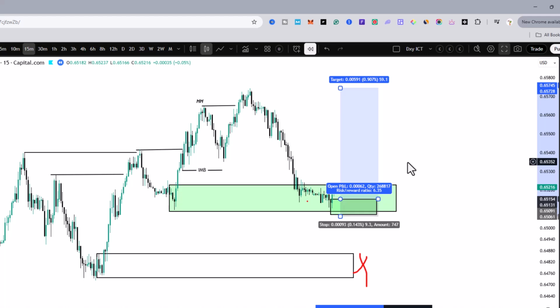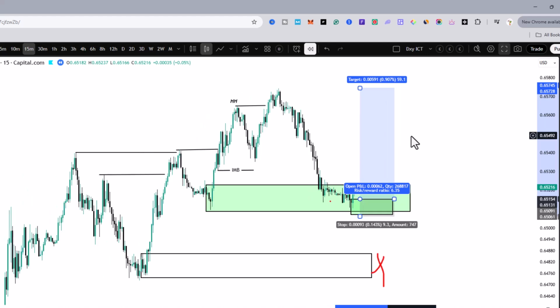This is why inducement is so useful. It helps you separate the weak zones from the real ones. It helps you avoid buying too early. It helps you wait for the market to show its hand before you commit.